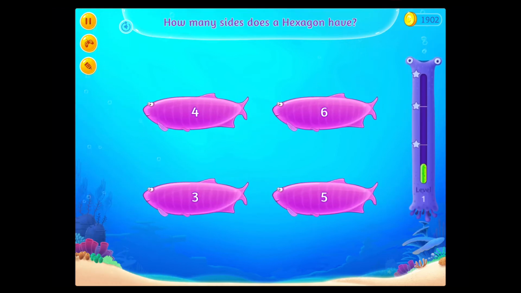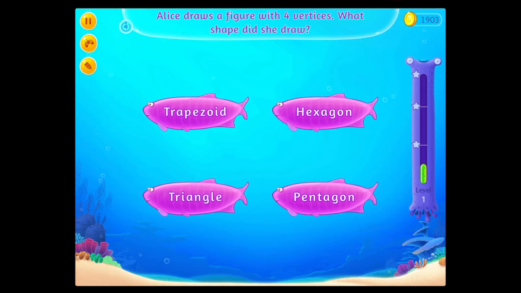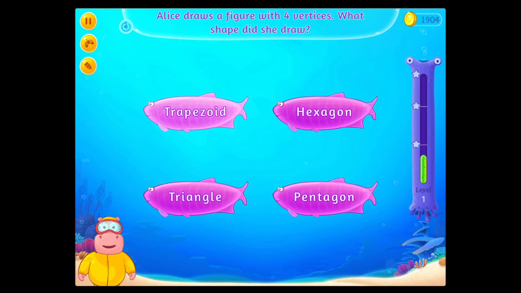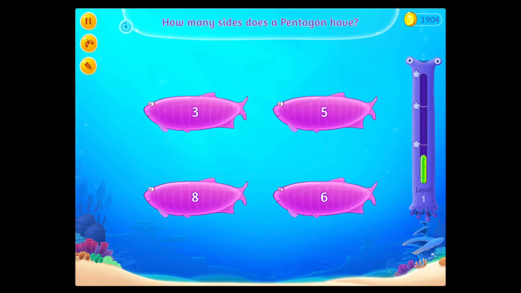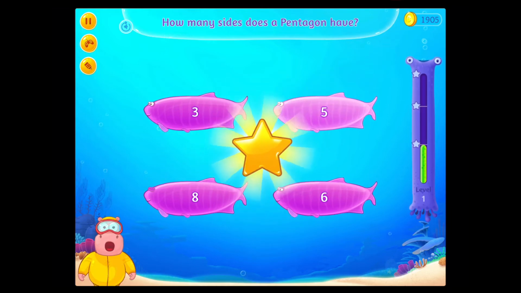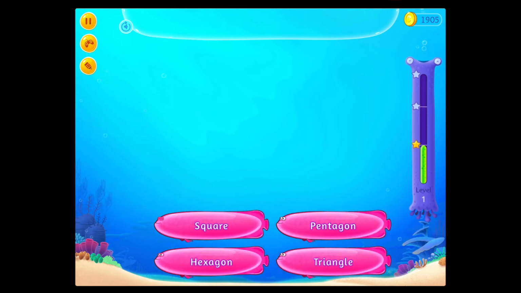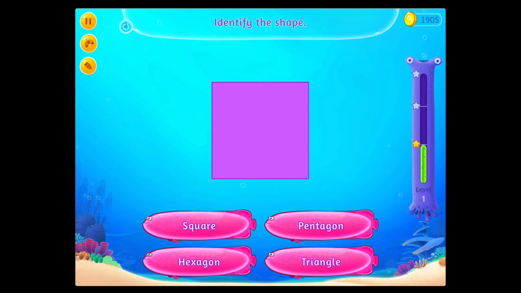How many sides does a hexagon have? On a roll. Alice draws a figure with 4 vertices. What shape did she draw? Good going. How many sides does a pentagon have? Congratulations, you've done it. Identify the shape.